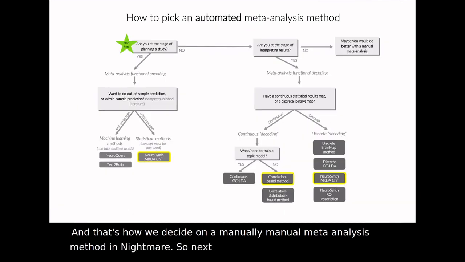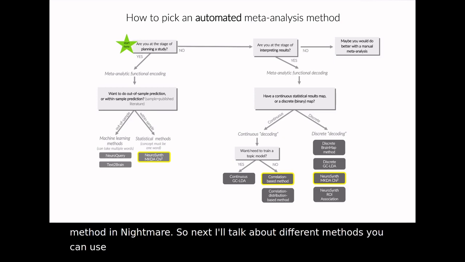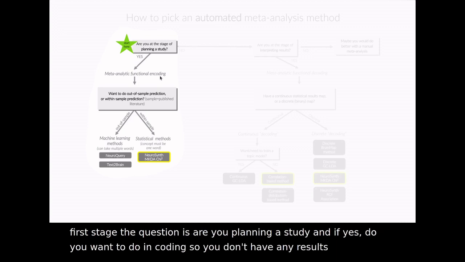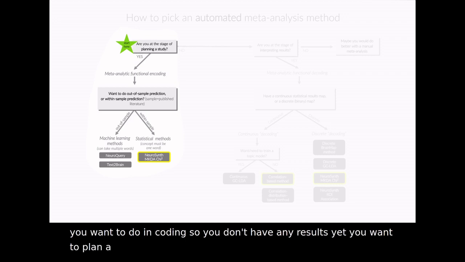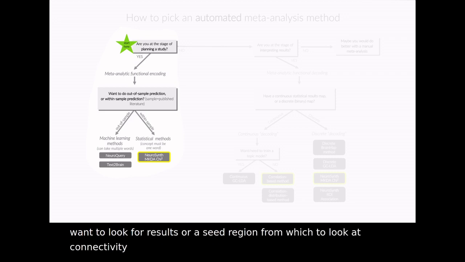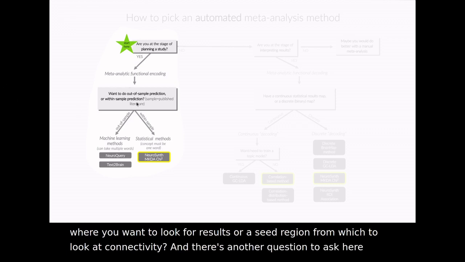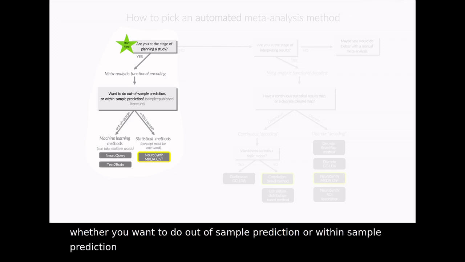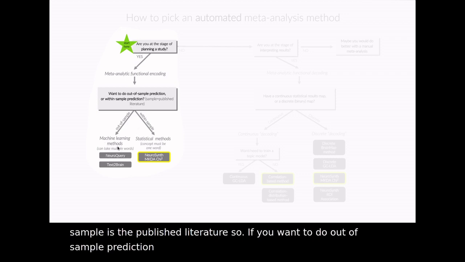So next I'll talk about different methods you can use for an automated meta-analysis and when you might use them. So at the first stage, the question is, are you planning a study? And if yes, do you want to do encoding? So you don't have any results yet. You want to plan a study and maybe plan a region of interest where you want to look for results, or a seed region from which to look at connectivity. And there's another question to ask here, which is whether you want to do out-of-sample prediction or within-sample prediction, where the sample is the published literature. So if you want to do out-of-sample prediction, you'll be using a machine learning method.